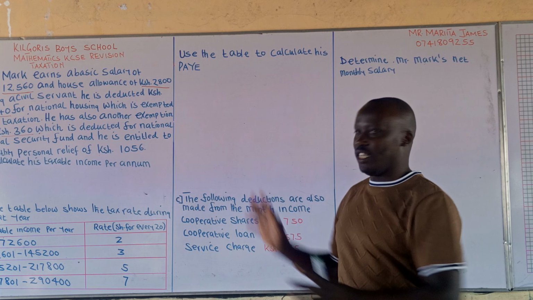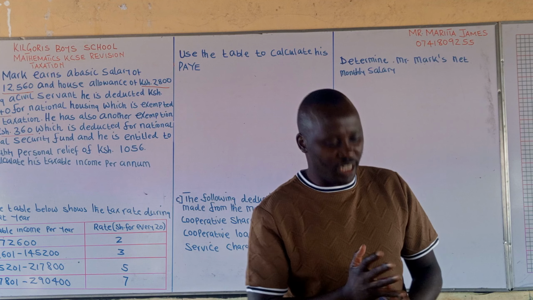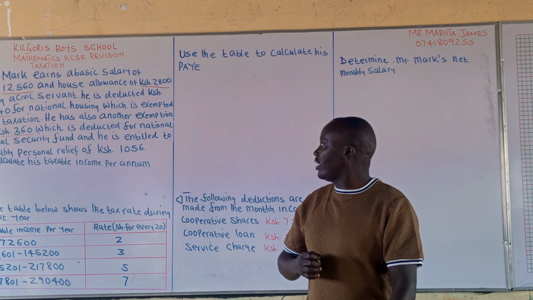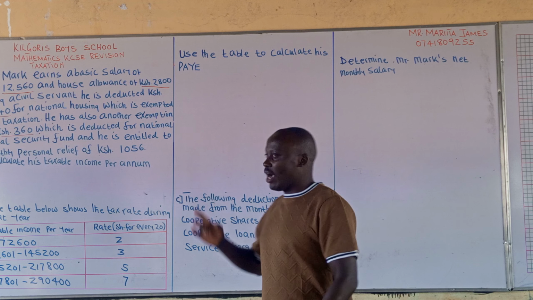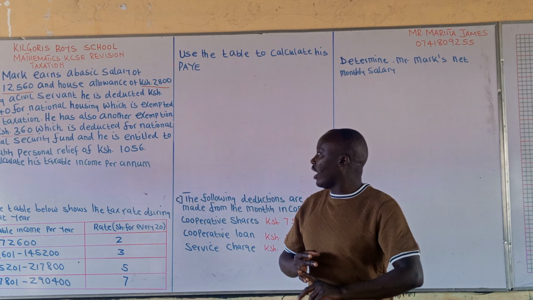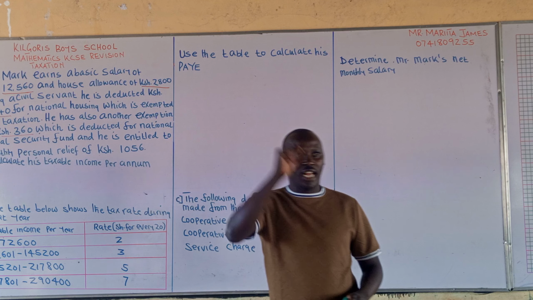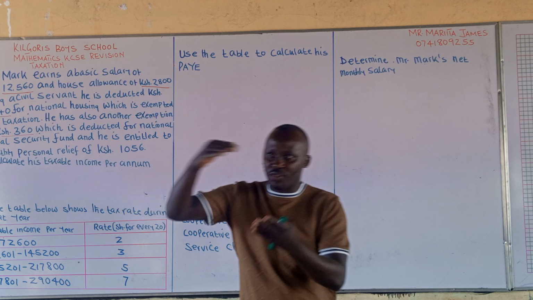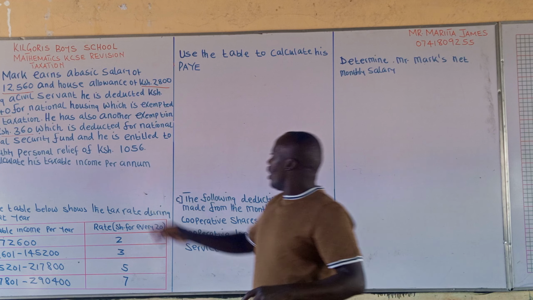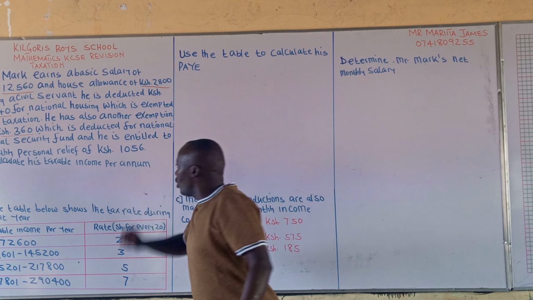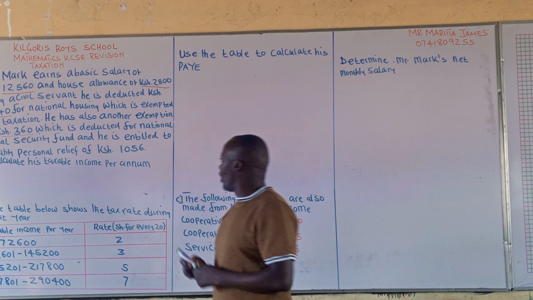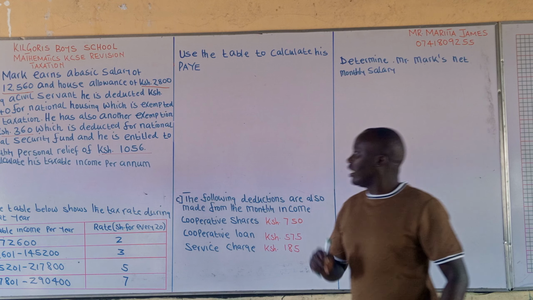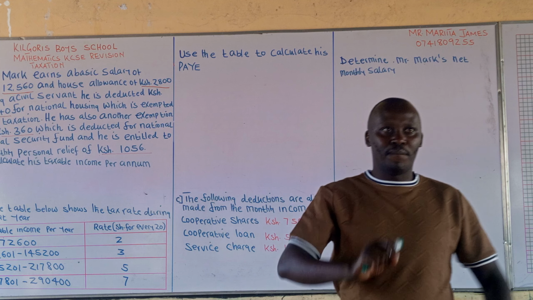As you can see, we have two exemptions. The first exemption is for national housing, which is 2,640, and then we have another exemption for the social security fund, which is 360. This amount is not being taxed, so it is exempted from taxation. He is also entitled to a monthly personal relief of Kenya shillings 1,056. We are supposed to calculate his taxable income per annum.